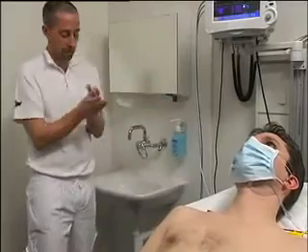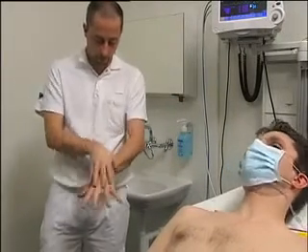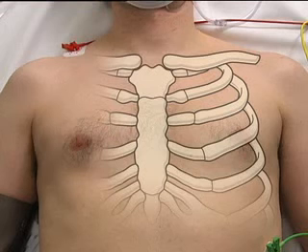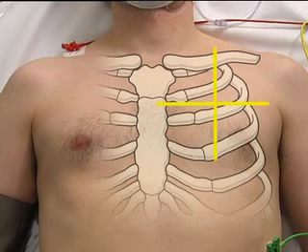Rub your hands with an alcohol-based formulation and then examine the patient to determine the location of landmarks for the procedure. The preferred location for placement of a needle for aspiration of pneumothorax is the second intercostal space in the midclavicular line, on the side with the pneumothorax.